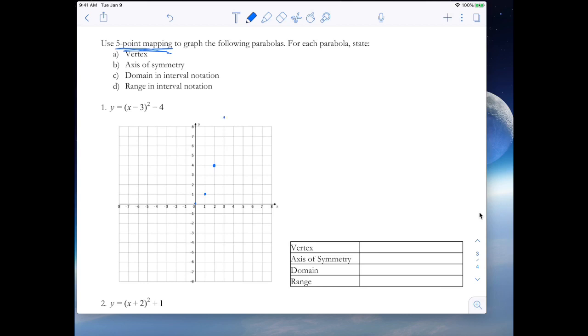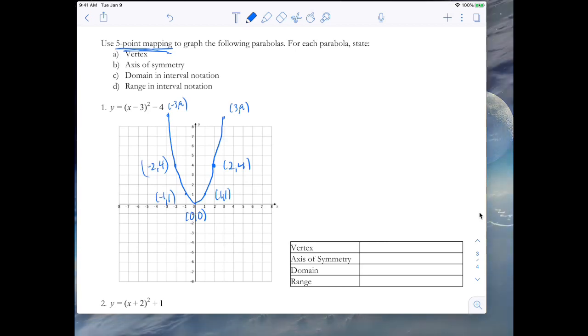Actually, we can squeeze in the 9. So we've got (3, 9) and (-3, 9). We've got (2, 4) and (-2, 4). (-1, 1), (1, 1), and (0, 0). So this is my first graph, which of course is horrible. I'm even worse on the iPad than I am on the board somehow.